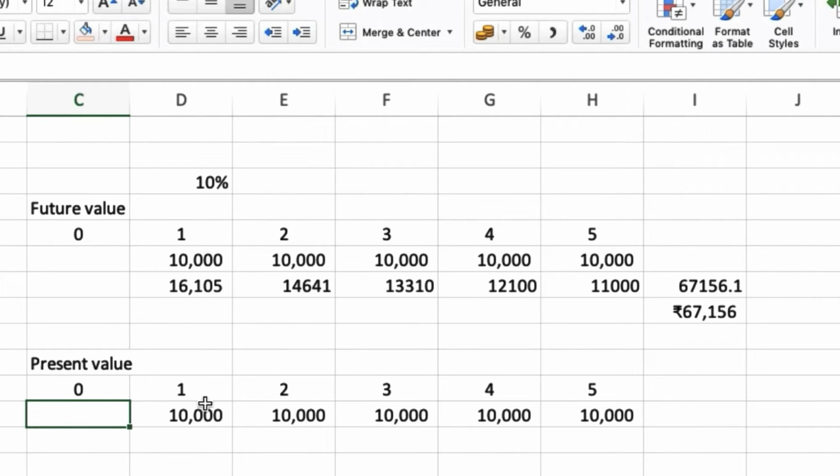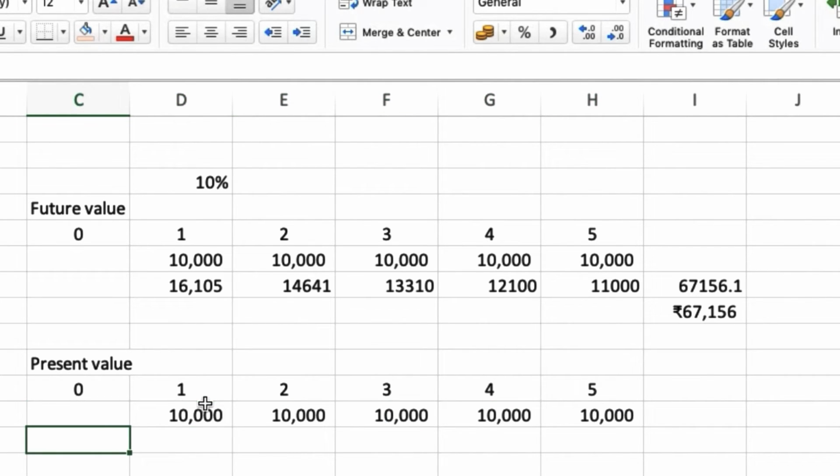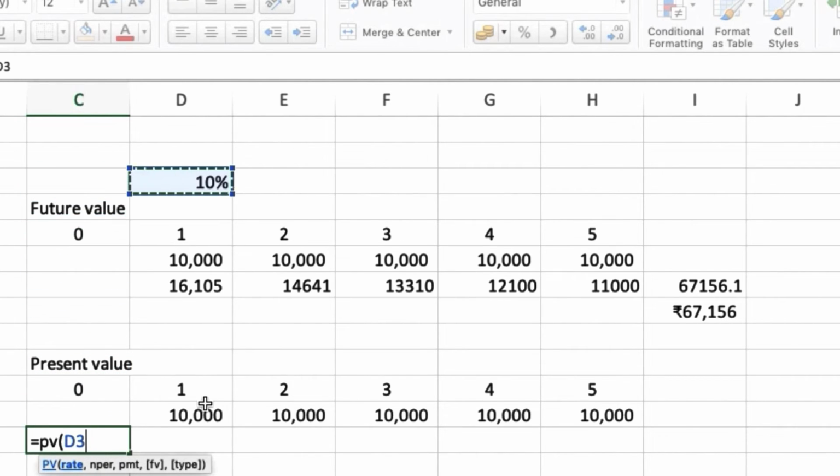So now we see how the same concept is applied on the present value. We have a question here: 10,000 rupees invested every year at 10% per annum. What is the value in today's terms? Well, we can use the Excel formula PV, rate is 10%, NPR is 5, which stands for the period, payment is 10,000 rupees. We do not have a future value here, and the type is again 1.